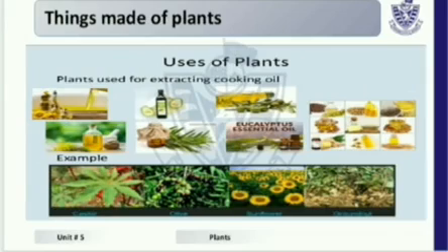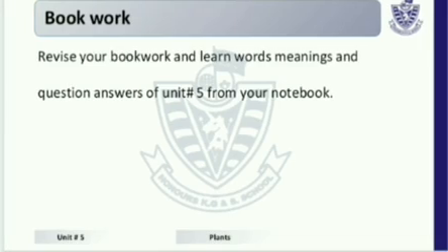Things made of plants. Sunflower seeds are used for making cooking oil. The aloe vera plant is used in making soap and shampoo. Tea and coffee are made from tea leaves and coffee beans. Perfume is made from flowers. Medicine and oil are made from herbs. Sugar is made from sugar cane.